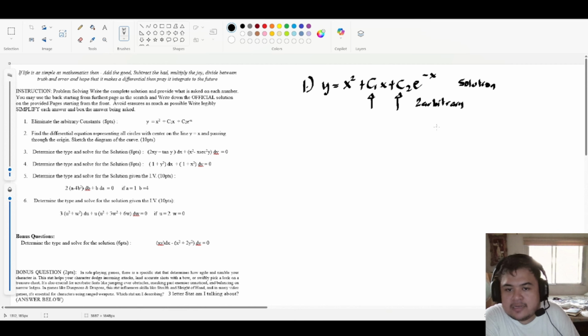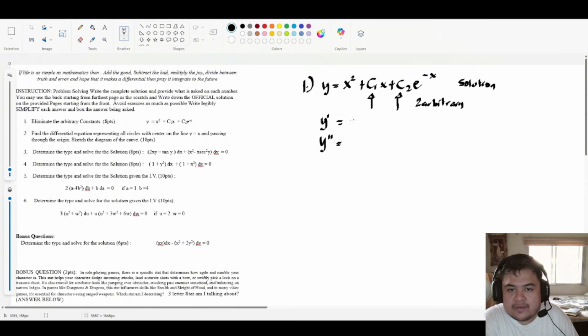When you have a derivative, that's a differential equation. So when you have a derivative in the equation, it's a differential equation. When you have an arbitrary constant, it's a solution. Now, there are two arbitrary constants, so we're going to differentiate two times.